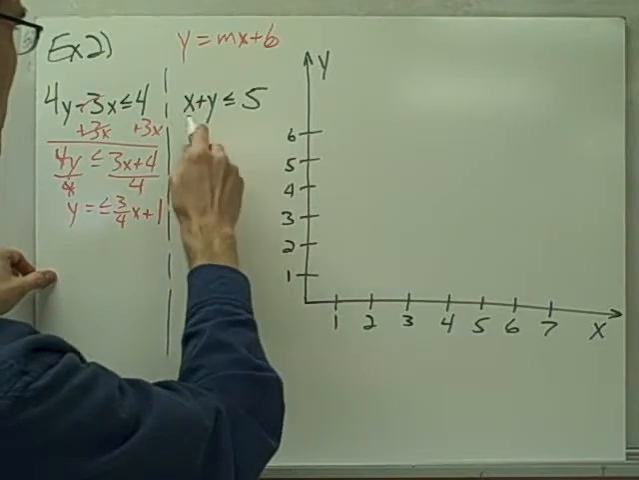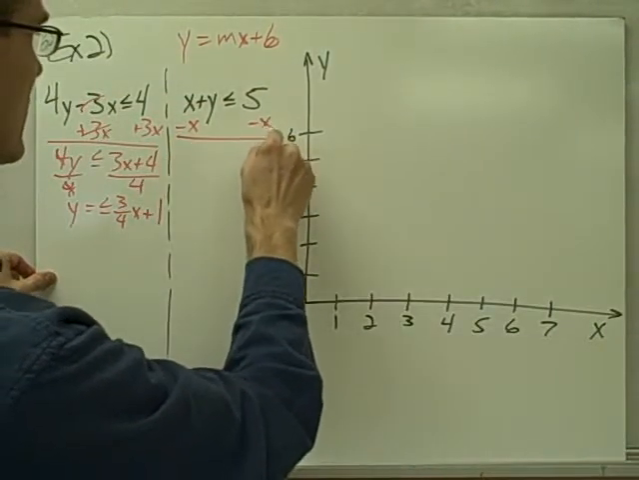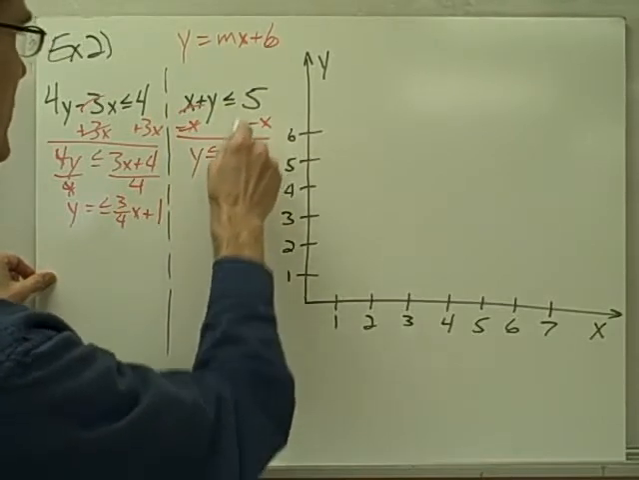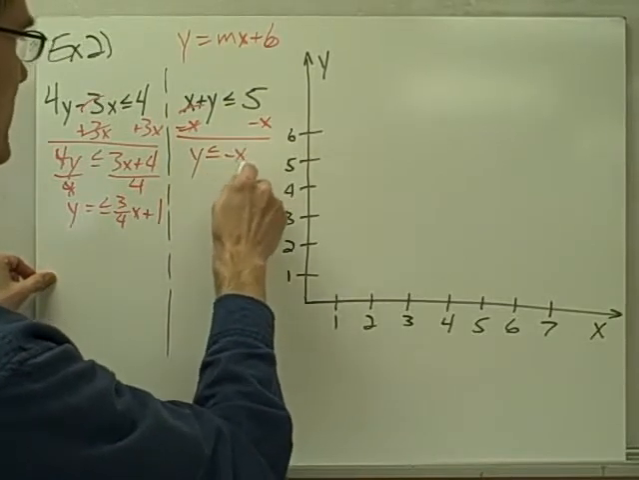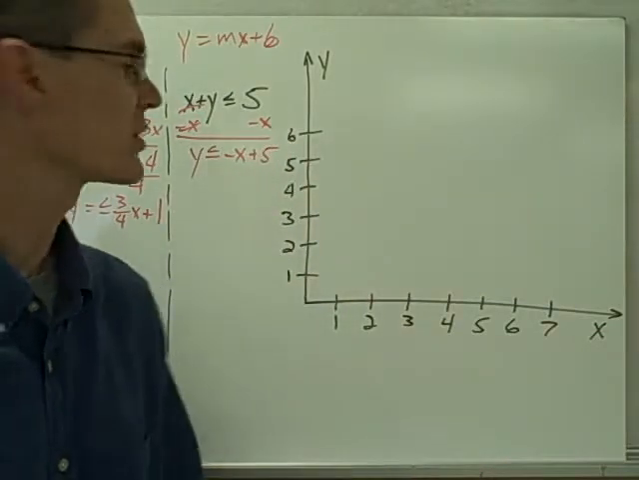Let's put this one in slope-intercept form. This one looks like it's going to be pretty easy. I subtract x from each side, and I get y less than or equal to, let's write this as negative x plus 5. Okay, now I've got them both in slope-intercept form.